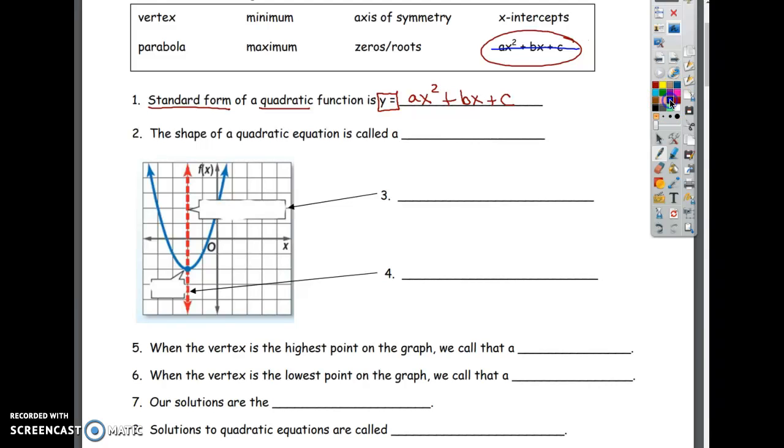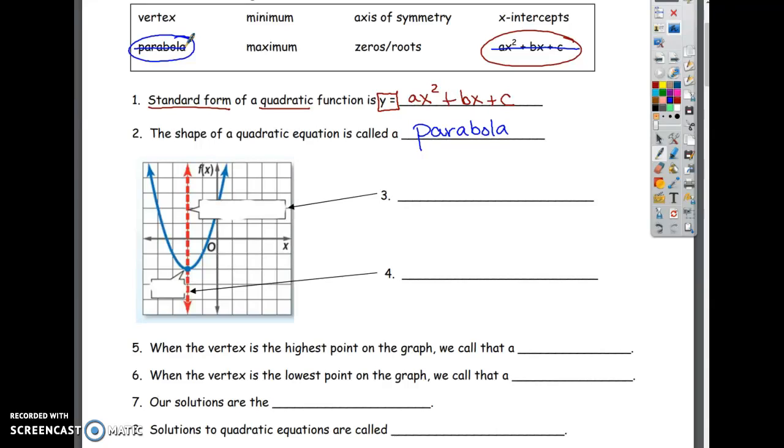Number 2, the shape of the quadratic equation. So what is it? What does it look like? This is what it looks like. And what is that called? Does anybody know? It's called a parabola. Okay, this thing right here, this shape, is called a parabola.